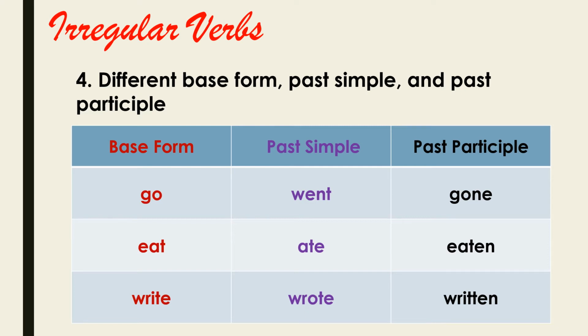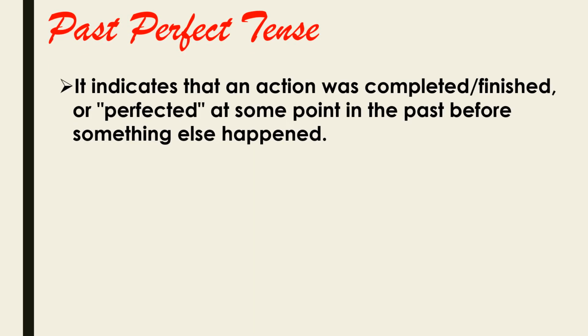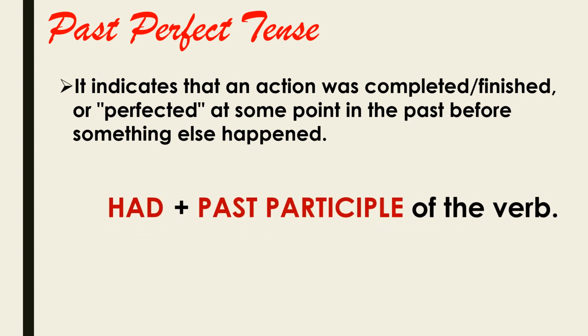Now that we already know the structure of simple past tense, we will now move on to the past perfect tense. Past perfect tense also indicates an action that happened in the past. However, it was an action that happened first before another action took place. And how do we form our past perfect tense? We always use the auxiliary verb had and we add the past participle of the verb. Again, we use the auxiliary verb had plus the past participle of the verb.